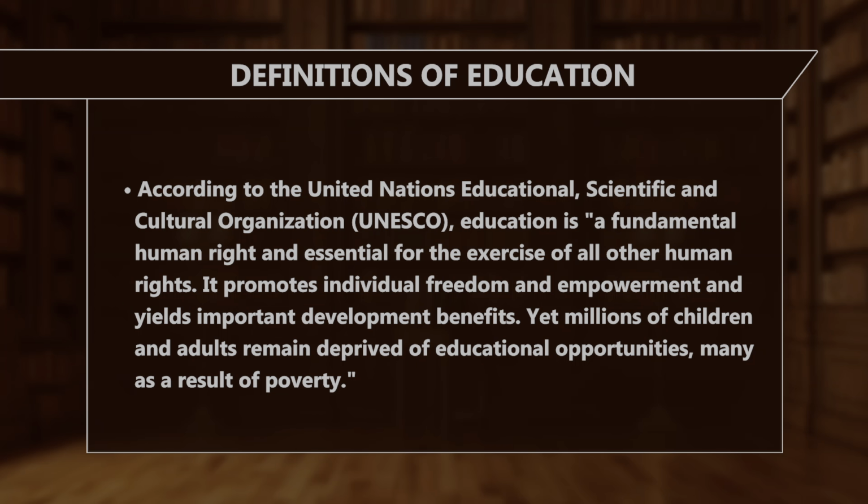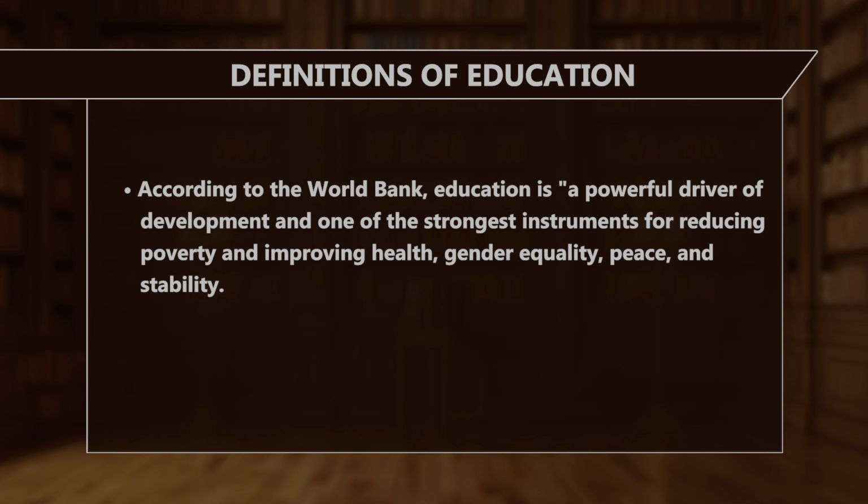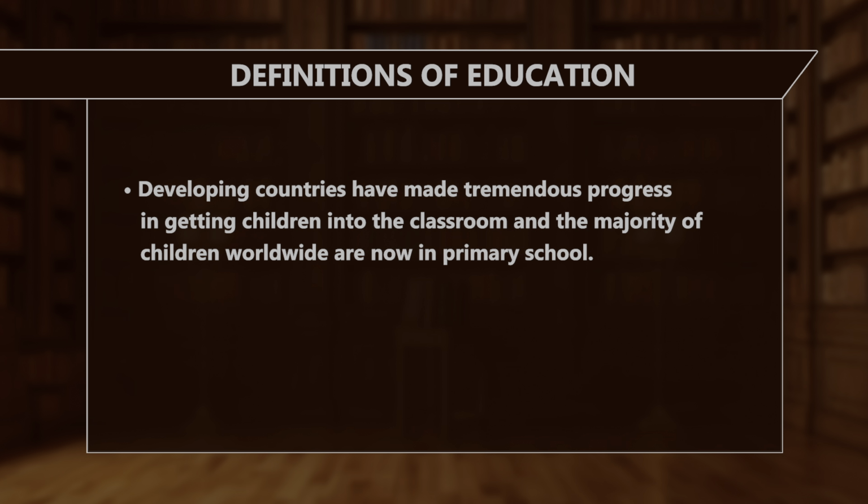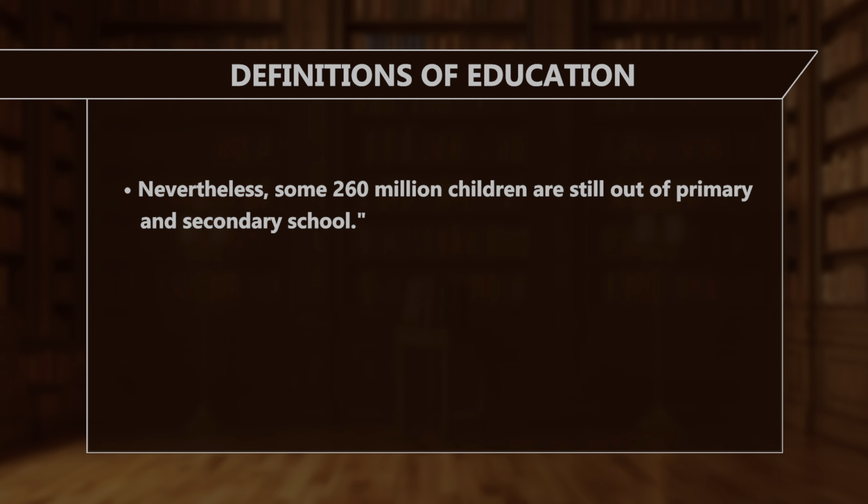Defining the term education. According to the United Nations Educational, Scientific and Cultural Organization, that is UNESCO, education is a fundamental human right and essential for the exercise of all other human rights. It promotes individual freedoms and empowerment and yields important development benefits. Yet, millions of children and adults remain deprived of educational opportunity, many as a result of poverty. According to the World Bank, education is a powerful driver of development and one of the strongest instruments for reducing poverty and improving health, gender equality, peace and stability. Developing countries have made tremendous progress in getting children into the classroom, and the majority of children worldwide are now in primary school. Nevertheless, some 260 million children are still out of primary and secondary school.